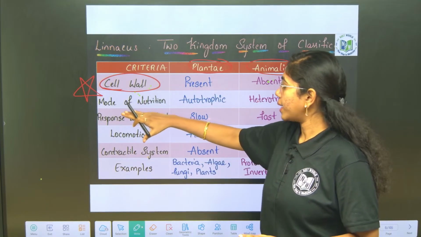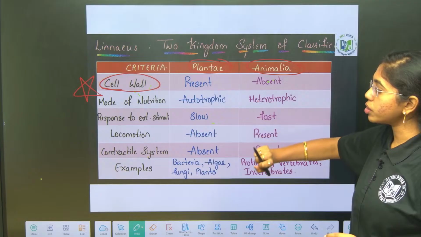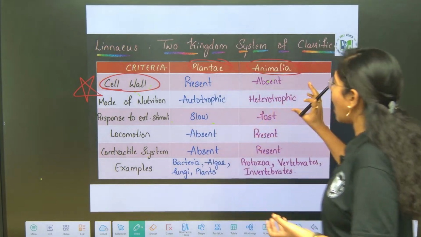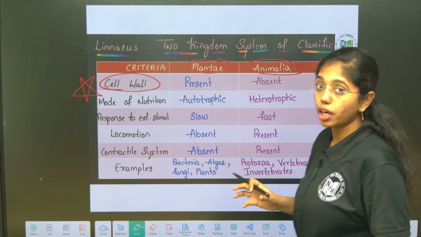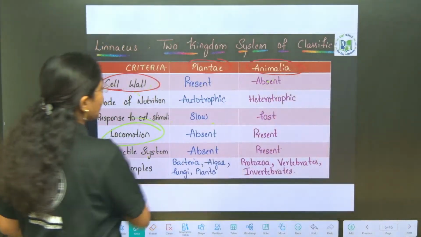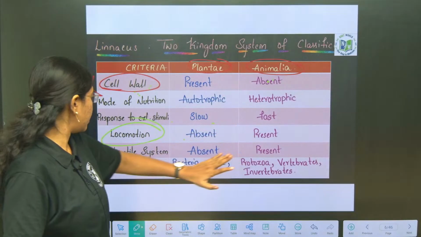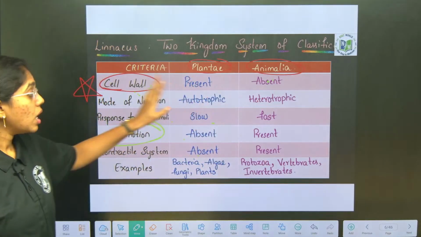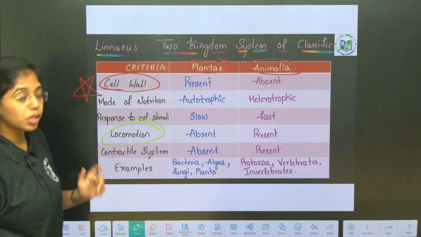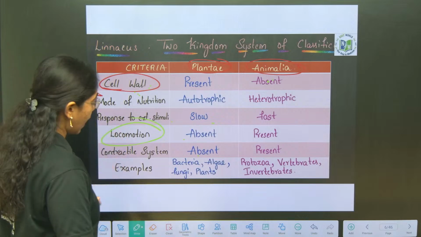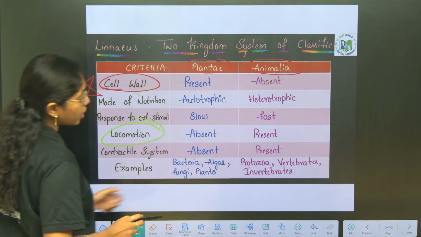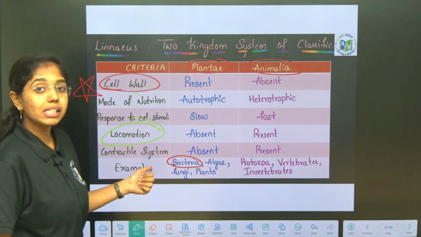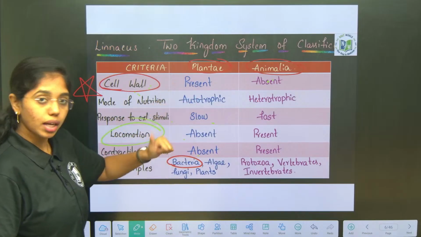Do remember. And then mode of nutrition, Plantae, of course it is autotrophic. Response to external stimuli will be fast in animals because they have prominent nervous system. Locomotion is absent in plants, present in Animalia. Contractile system is present in Animalia and absent in plants. Now, if we have to look into the examples, what are placed under the kingdom Plantae? Bacteria, see, be it a prokaryote, it is having the cell wall, peptidoglycan cell wall. So, bacteria is placed under Plantae.